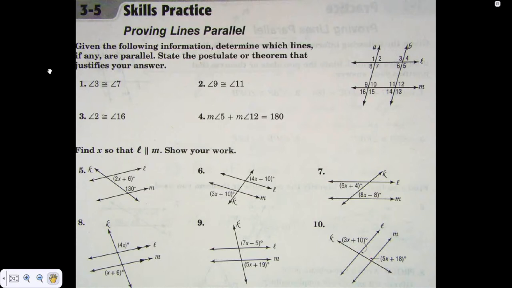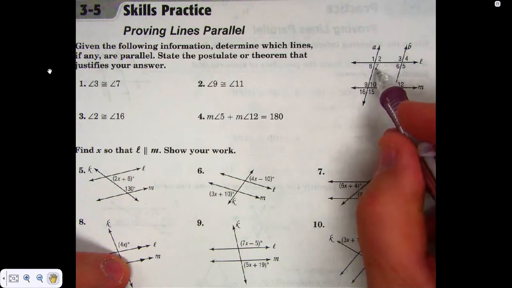Angle 3 congruent to angle 7. Mm-hmm. Alternate interior angles. What do you guys think? You guys agree? I do. See, because angle 3 and angle 7 are alternate interior angles.